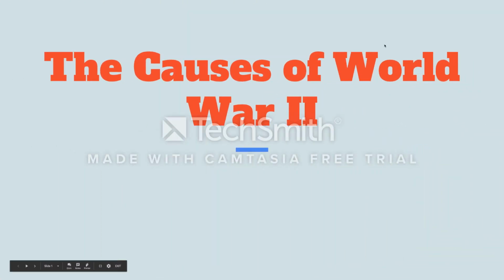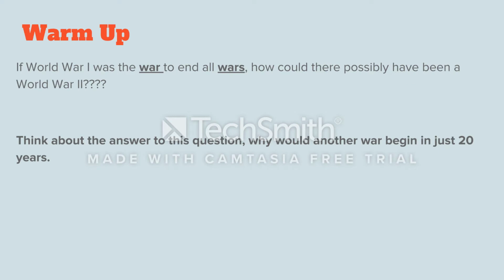Today we're going to talk a little bit about the causes of World War II, both in Europe, and then we're going to discuss why the United States eventually decided to abandon neutrality and join in 1941. Before we begin, I'd like you to think about the answer to this question.